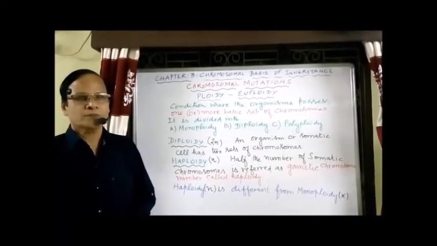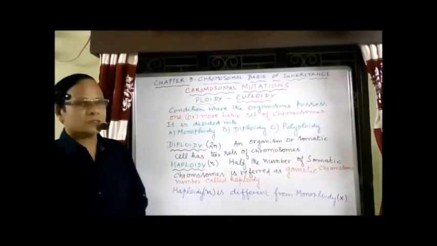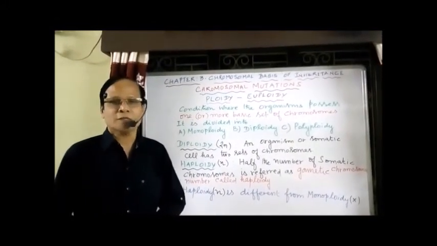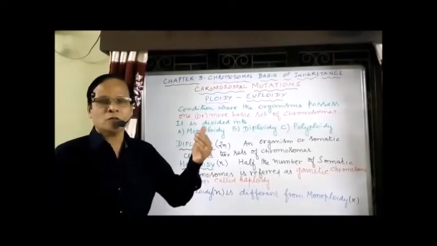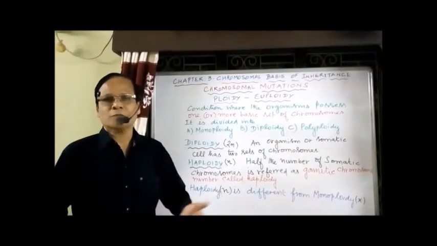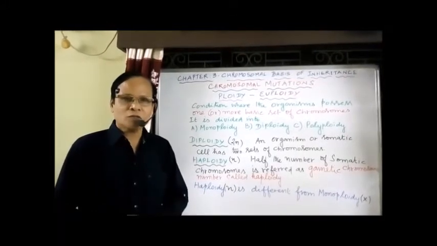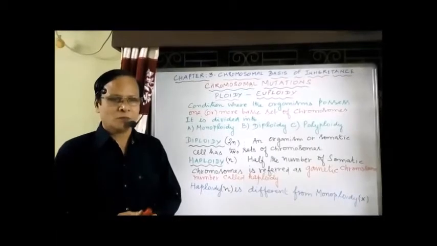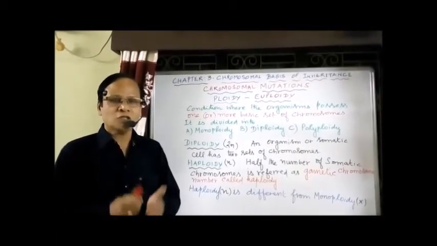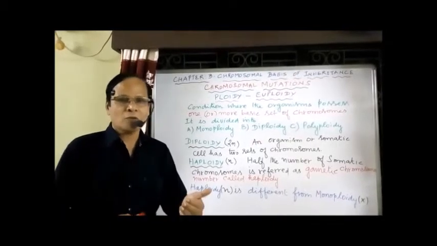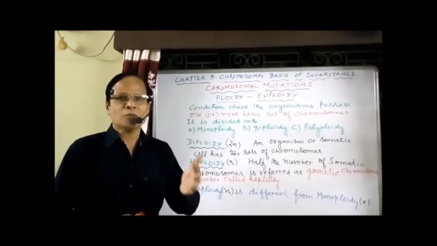Dear students, we have to continue the lesson, that is chapter 3, Chromosomal Basis of Inheritance, and we have already started the chromosomal mutations or chromosomal aberrations, which include change in the structure of chromosomes and change in the number of chromosomes. We already started change in number of chromosomes, which is called ploidy. Under ploidy, we have discussed aneuploidy.